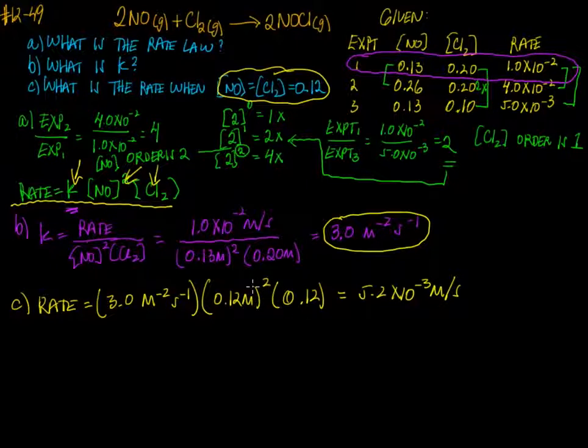Okay. When you're doing this on your calculator, remember that 0.12 squared is 0.12 times 0.12. Don't multiply by 2. Some students make that simple mistake.